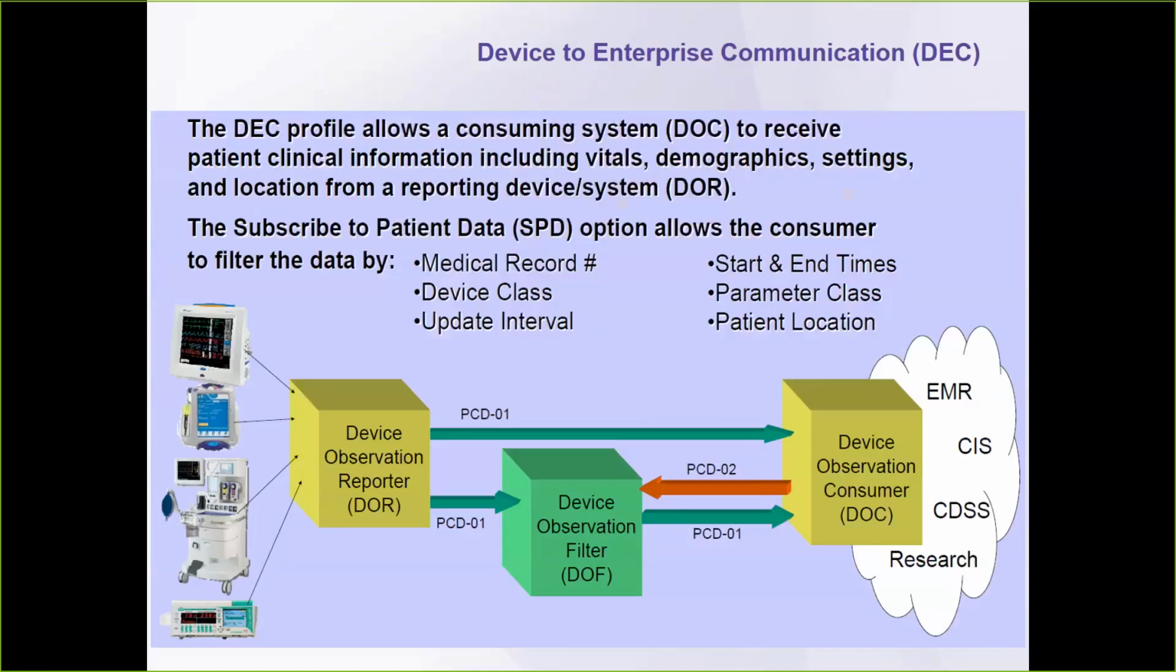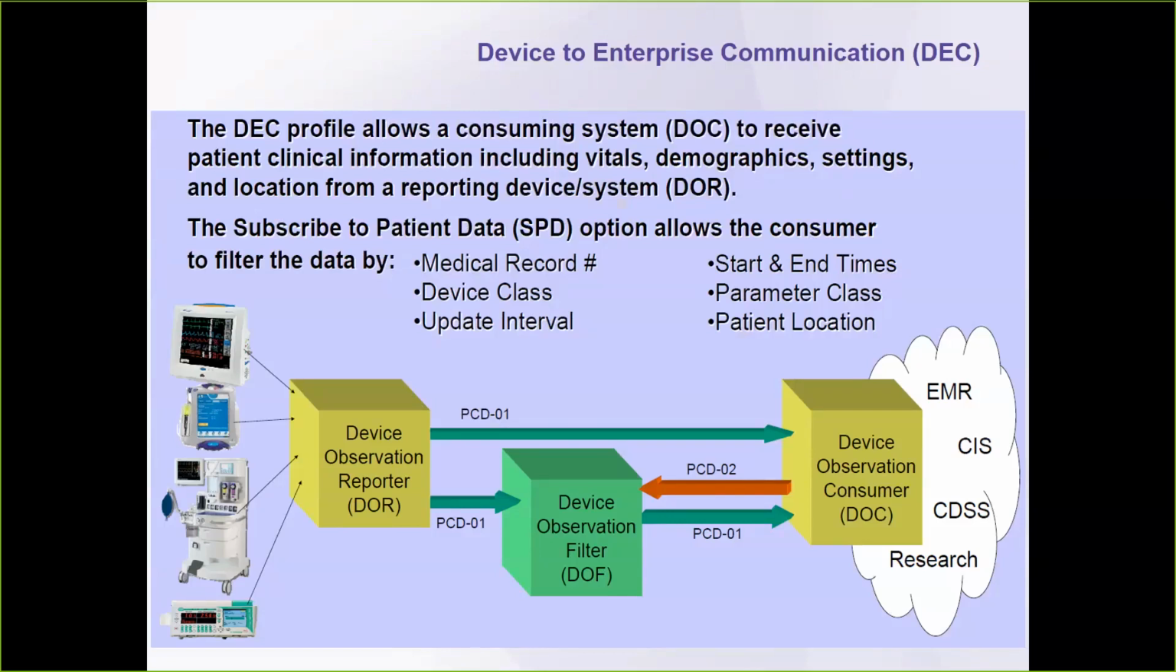The Device Observation Reporter, or DOR, is the sending system in a transaction. The Device Observation Consumer is the receiving system within a transaction. And then in between there's a DOF, or Device Observation Filter, which is an optional component that can provide an ability to filter floods of information that may be delivered from some of these types of devices.